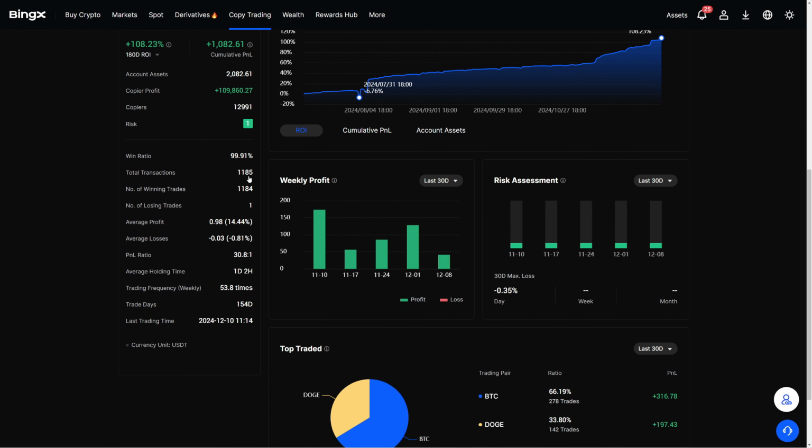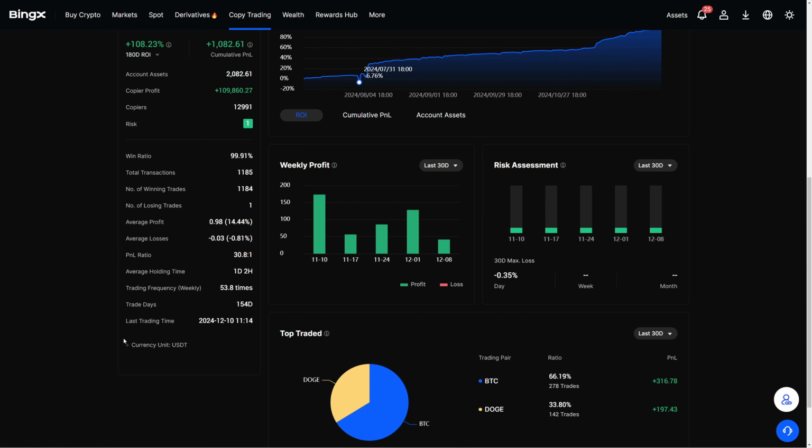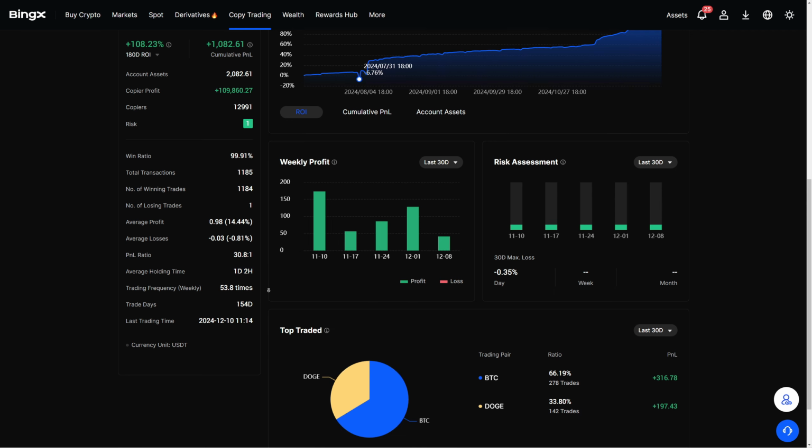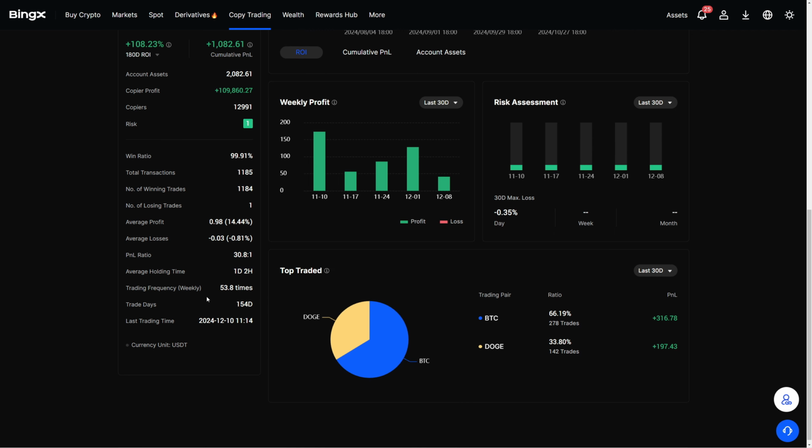Then we can look at the total transactions. He made over 1,000 trades. We can also see the losing and winning trades. We can see the average profit per trade, the P&L ratio, which means for every loss he made 30 times the win. Then we can see the average hold time is 1 day and 24 hours. So he's like a day trader. Then we can also see how many days he traded of the last 180 days. He's a very active trader. And then also the last trade, which was today.